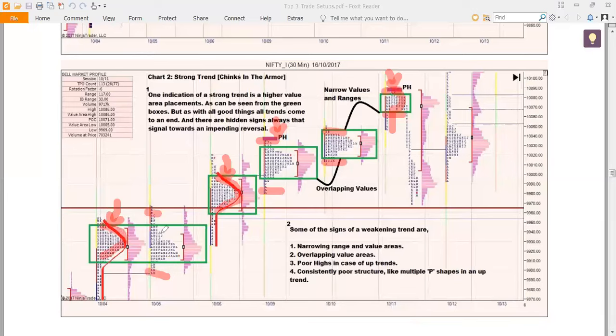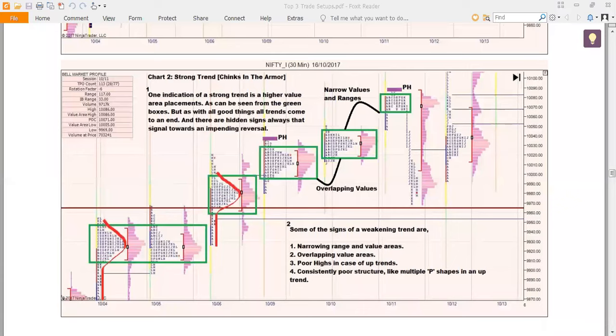So when the value areas are very thick or very wide, that is a sign that the trade facilitation is not as good as we expect. So what are the signs of a weakening trend? Narrowing ranges and value areas, overlapping value areas like you can see here, and poor highs in case of uptrends and poor lows in case of downtrends, and consistently poor structures like P shapes in an uptrend. That tells that the opposing side, opposing party is slowly gaining control.